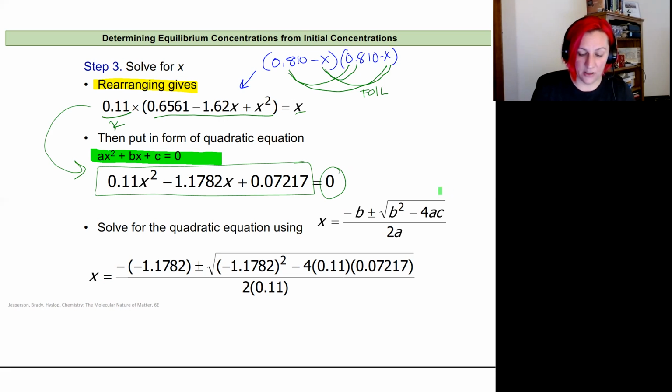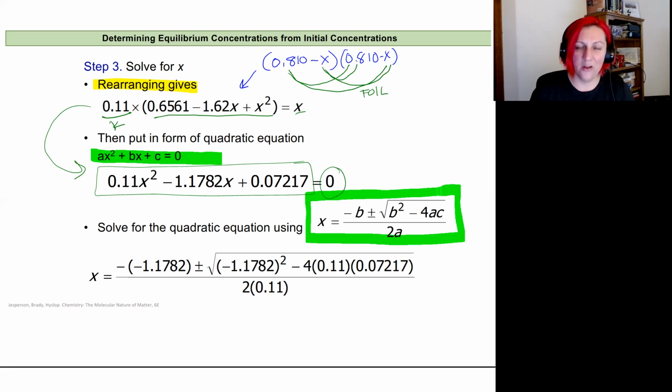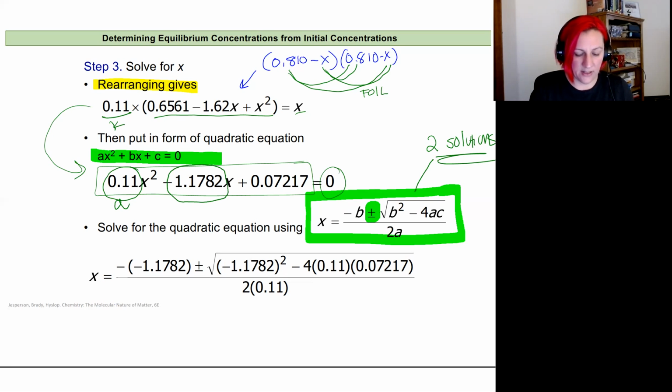And now here's that moment you've all been waiting for when we bring in the quadratic, and you're like, oh yeah, now I remember that. Okay. And the key to this is this plus and minus sign right here. And so we're always going to get two solutions for our quadratic expression. So we fill in all of our values. So right here, the 0.1, this is my a for ax squared. My negative 1.1782, that's my b for bx. And then my c is this plus 0.07217 value.